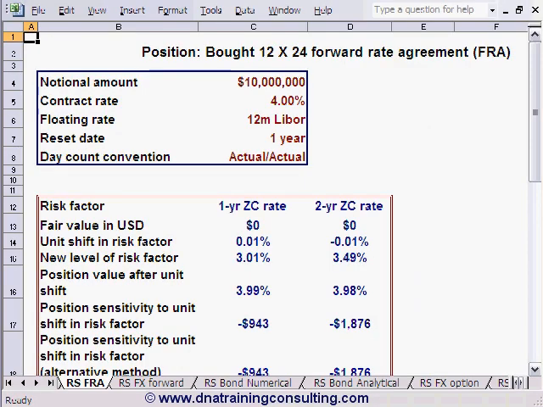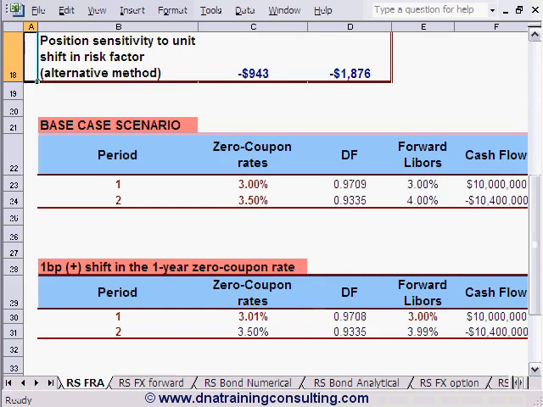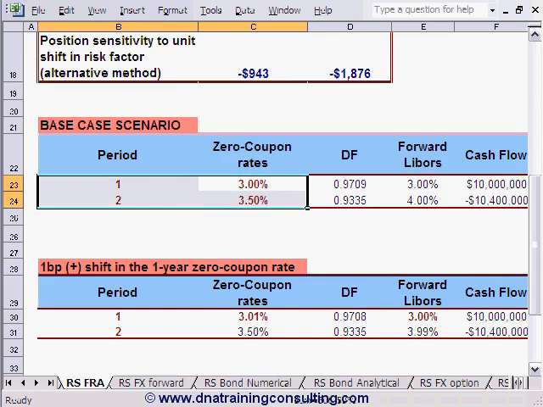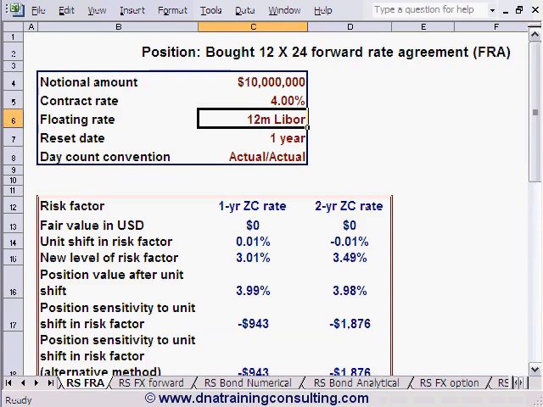Turning now to worksheet RS-FRA, cells C23 and C24 provide first as inputs the current levels of the relevant risk factors, i.e. the 1-year and 2-year zero-coupon rates of 3% and 3.5%. The fair value of the position in cell C13 is 0, since the bank has only just executed the FRA, presumably at market rates.